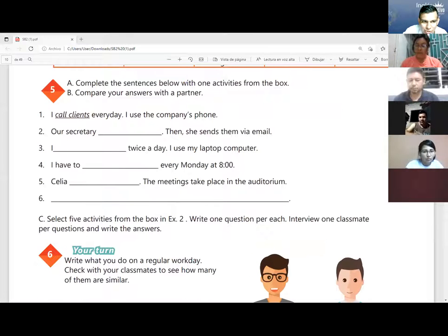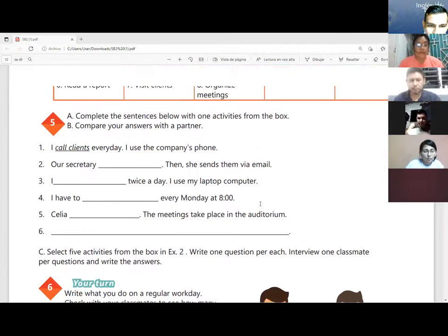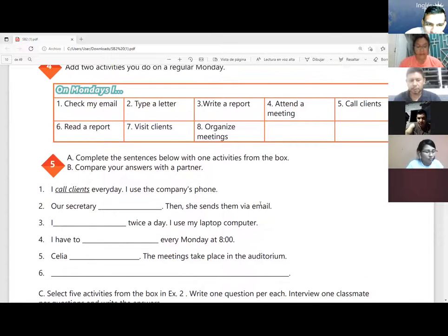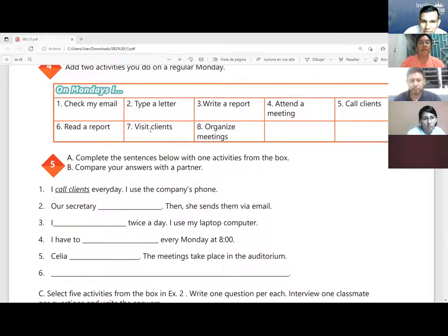Okay, yesterday we had this exercise. Realizamos este ejercicio, okay? You have to fill in the blanks using the activities. Tienen que rellenar los espacios utilizando estos verbos. Por ejemplo, tenemos check my email, type a letter, write a report, attend a meeting, call clients, read a report, visit clients, organize meetings.